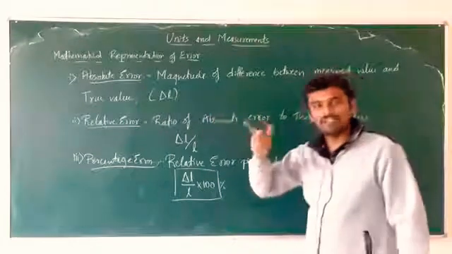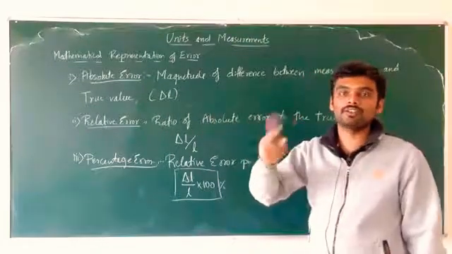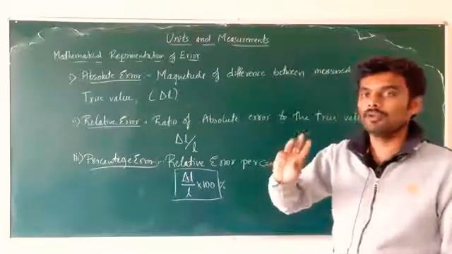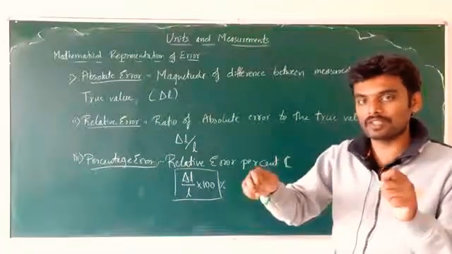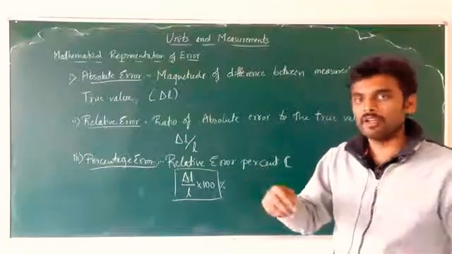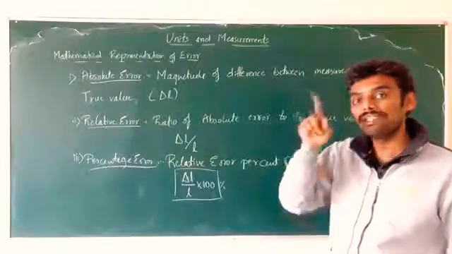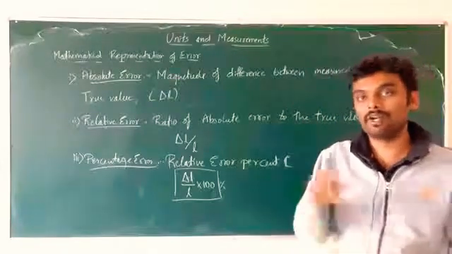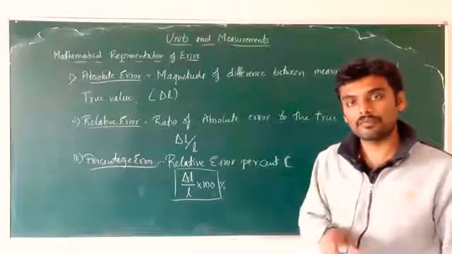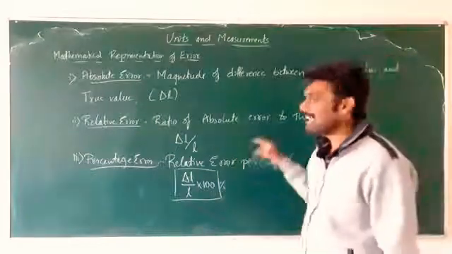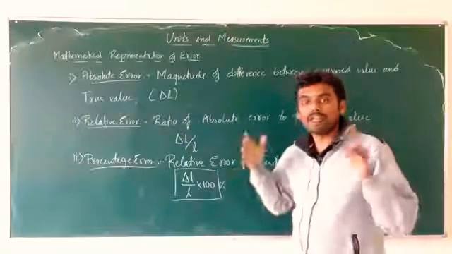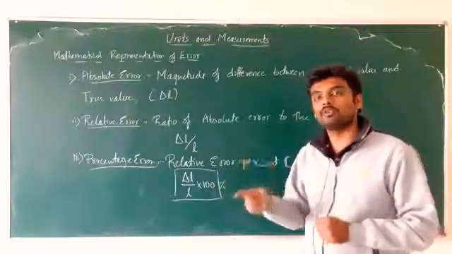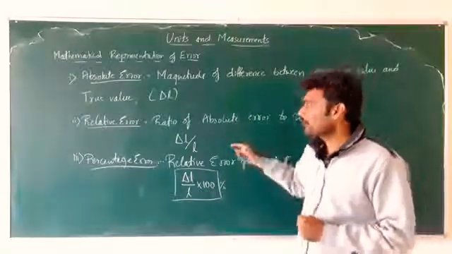Delta L is simply the difference between measured value and true value. What is measured value? The reading that we get with actual measurement. What is true value? True value is the given value, standard value. If it is given, that itself is taken. But if it is not given, we should take the mean or average of n readings to get the true value.